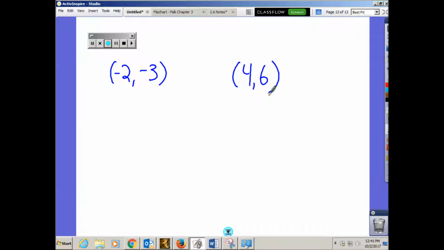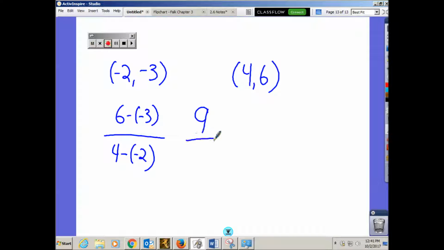So I'm going to subtract this way because 6 minus negative 3 is the same as 6 plus 3, right? And 4 minus negative 2 is the same as 4 plus 2. So I get 9/6. And that simplifies to what? 3 over 2.